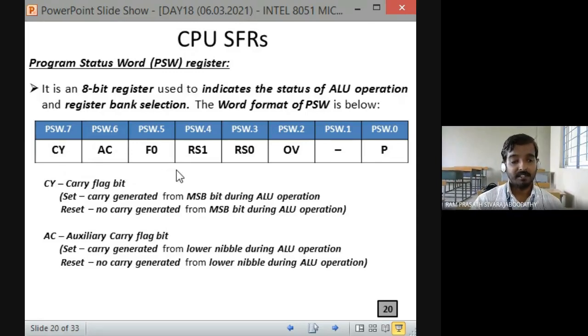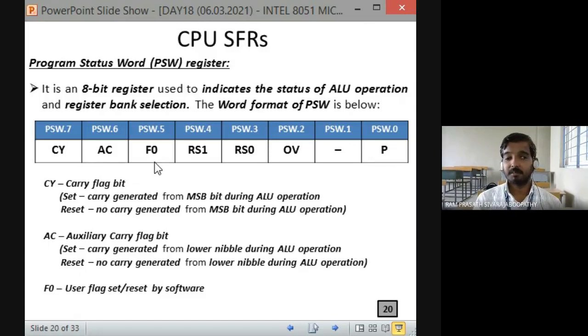The next is F0. F0 is a user flag, set or reset by software. Say for example, the user is allowed to set or clear this particular bit whenever an event happens in your program. In your program, you can do some task. Fine, you can write some program to do a task, whether that particular thing happened or not.